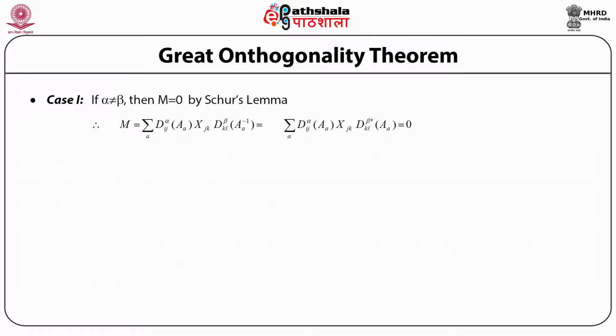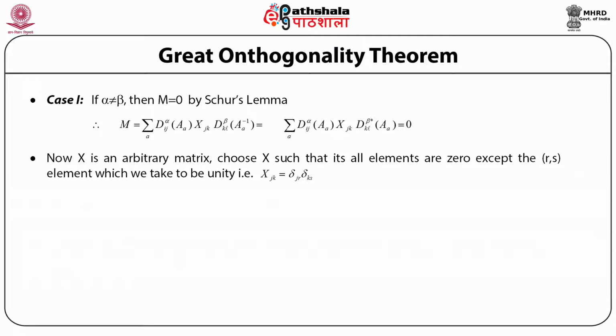And as I said before, the components or elements of the unitary matrix are obtained by taking the complex conjugate and changing the rows into columns. Now, X is an arbitrary matrix. So let us choose X such that all its elements are 0, except the rth element, which we take to be unity. Therefore, xjk is equal to delta jr delta ks. That is, only when j is equal to r and k is equal to s, and all the other elements of this arbitrary matrix are 0.